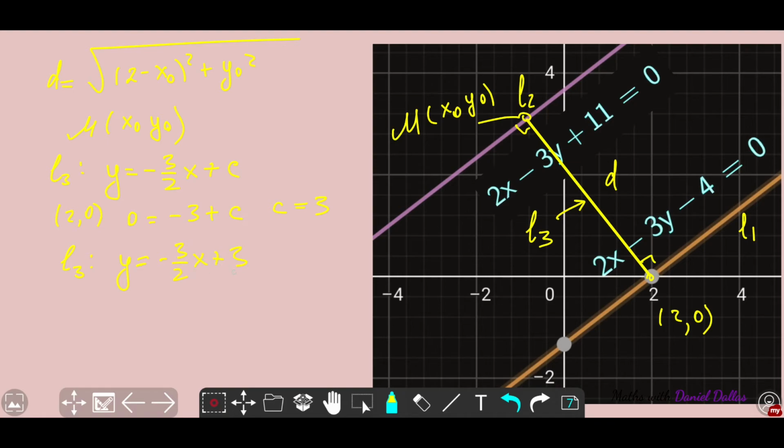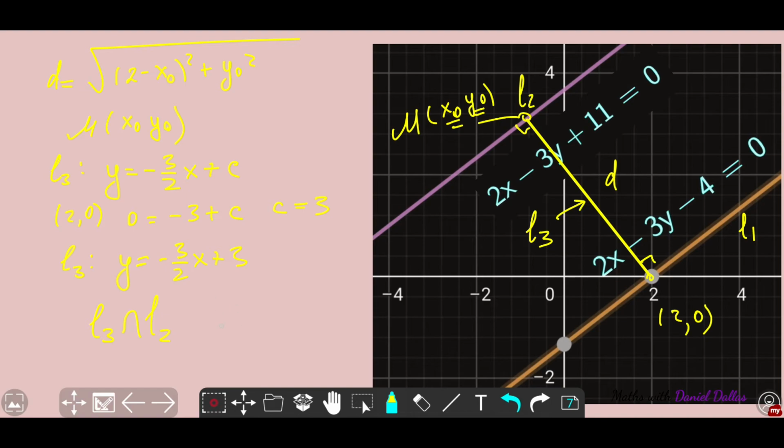Because we need to find the coordinates x0 and y0, we'll be looking for the coordinates of the point of intersection of line L3 and the line L2, which is marked as the purple one. So we need to solve a system of two equations.